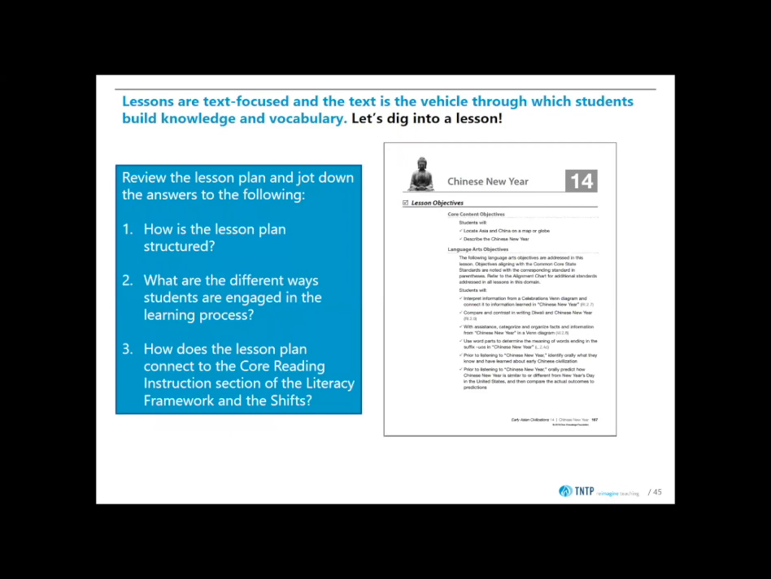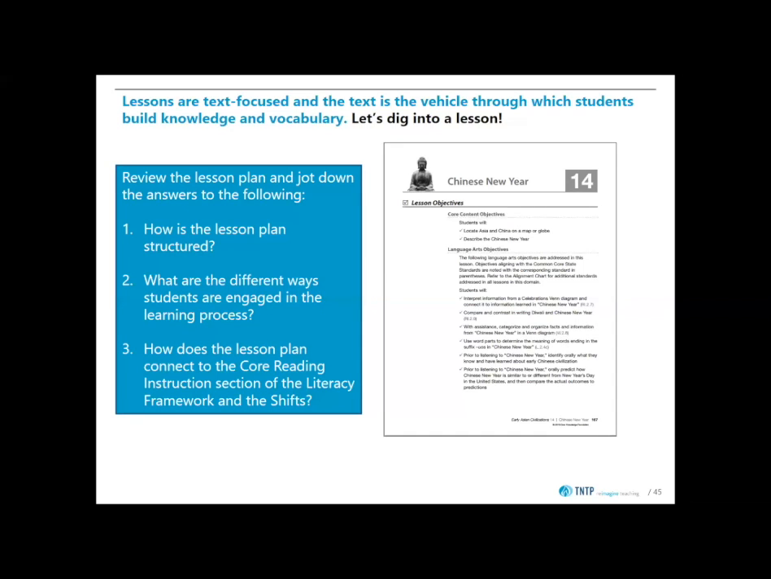We know that lessons are text focused, and the text is the vehicle through which students build that knowledge and vocabulary. So now let's take some time to dig into a lesson. Please go to your handouts in Part 3, slide 45, titled The Chinese New Year. Review the lesson plan and jot down answers to the following.